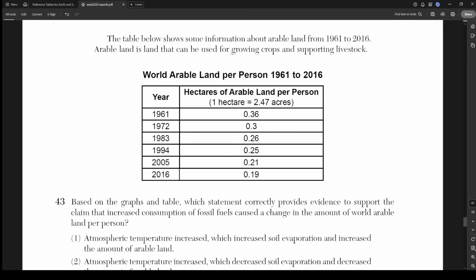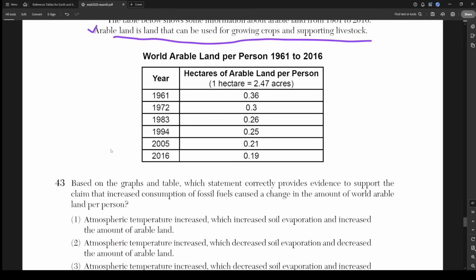All right. The table below shows some information about arable land from 1961 to 2016. Arable land is land that can be used for growing crops and supporting livestock. Okay, so it's good land. So we could see, look what happened. Boom, boom, boom, boom, boom. So over time, worse land. The land is worse.